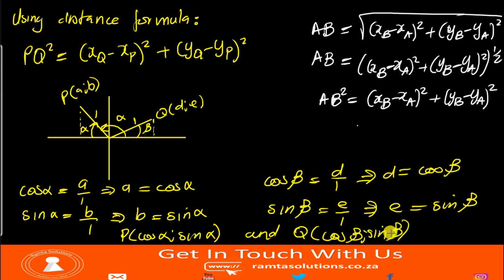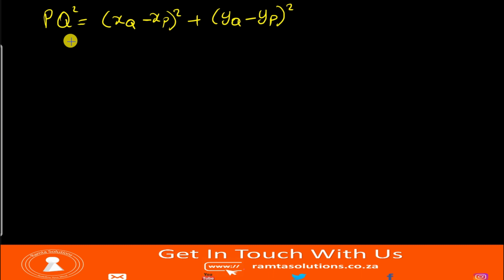Okay, you can see now we are looking for X of P and Y of P, X of Q and Y of Q. So we will substitute all these now into our PQ. Okay, going on. So now, let me rewrite that. PQ square, remember, was equal to X of Q minus X of P all square plus Y of Q minus Y of P all square.